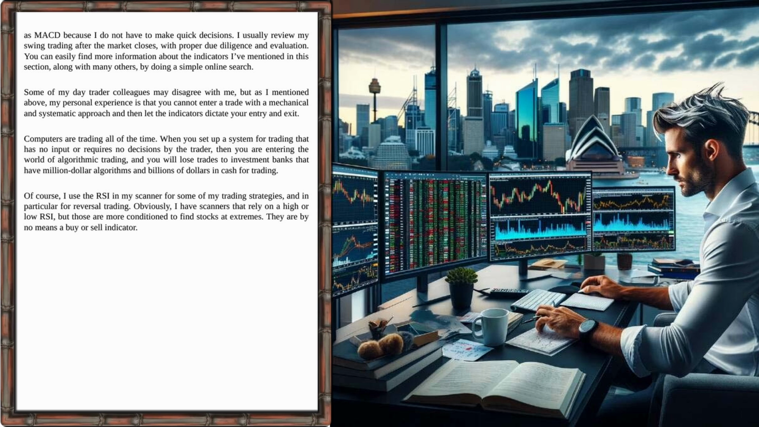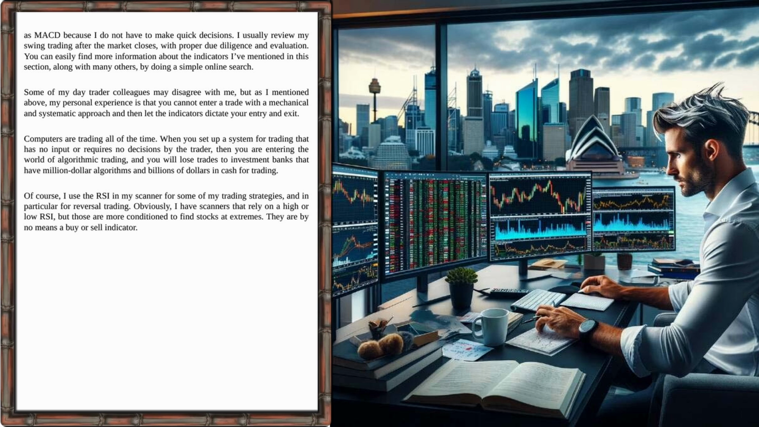You can easily find more information about the indicators I've mentioned in this section, along with many others, by doing a simple online search. Some of my day trader colleagues may disagree with me, but as I mentioned above, my personal experience is that you cannot enter a trade with a mechanical and systematic approach and then let the indicators dictate your entry and exit.